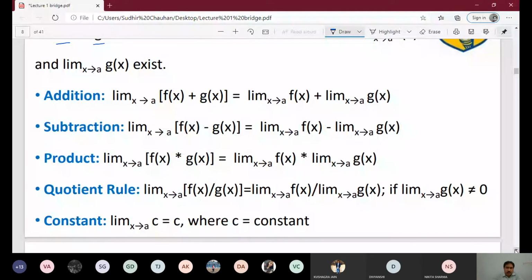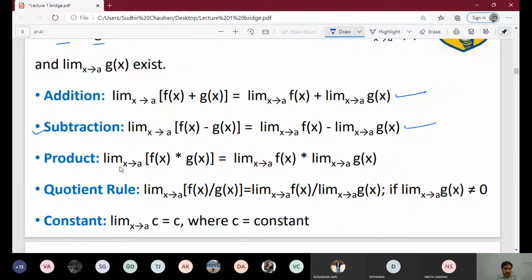Number one, addition. We can find the limit as x tends to a of f(x) plus g(x) as the summation of the limits. So the limit as x tends to a of f(x) plus the limit as x tends to a of g(x). So the limit of a summation of functions is equal to the summation of the limits of the functions. Similarly, for subtraction, the limit as x tends to a of f(x) minus g(x) will be the limit as x tends to a of f(x) minus the limit as x tends to a of g(x).